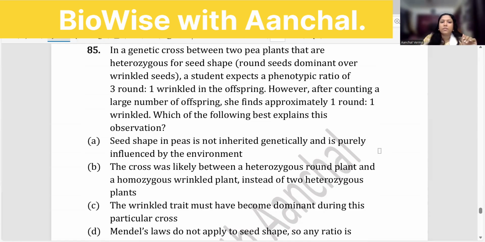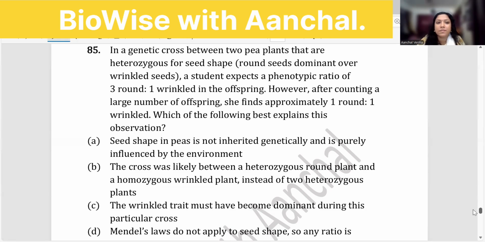Okay? In a genetic cross between two pea plants that are heterozygous for the seed shape. Now, heterozygous seed means R, that is capital R, small r. A student expected a ratio of 3 is to 1. However, after counting a large number of offspring, she finds approximately one round and one wrinkled. Which of the following best explains this observation? 1 is to 1 ratio.